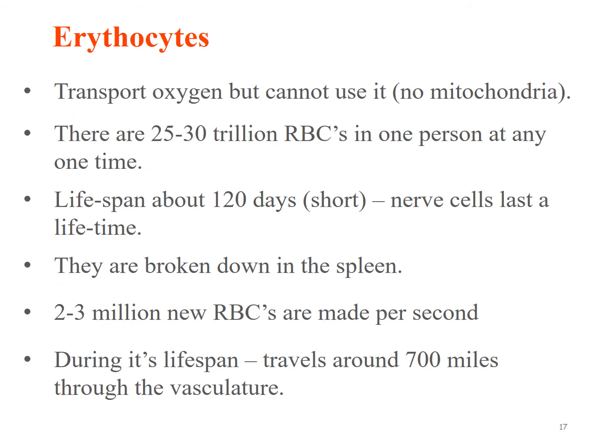And now let's look at several important facts about the erythrocytes. Number one, they transport oxygen, but they themselves cannot use any of this oxygen that they transport, simply because they do not have mitochondria. Instead, they undergo anaerobic glycolysis, or lactic acid fermentation, for ATP production. We have a large amount of red blood cells in our bloodstream, about 25 to 30 trillion. But all these red blood cells have a short lifespan of about 120 days, in comparison to nerve cells, which can last for our lifetime.